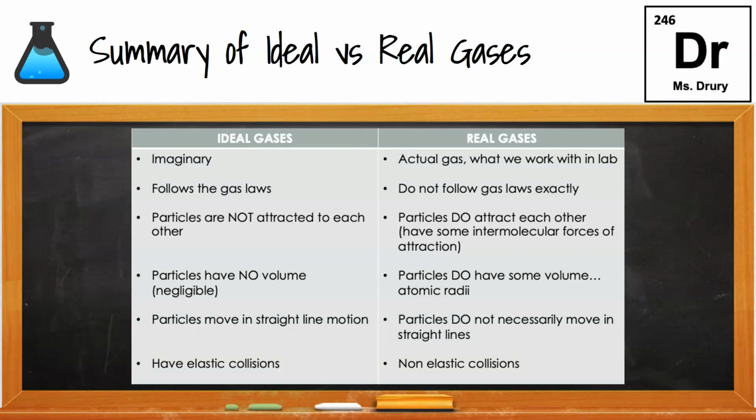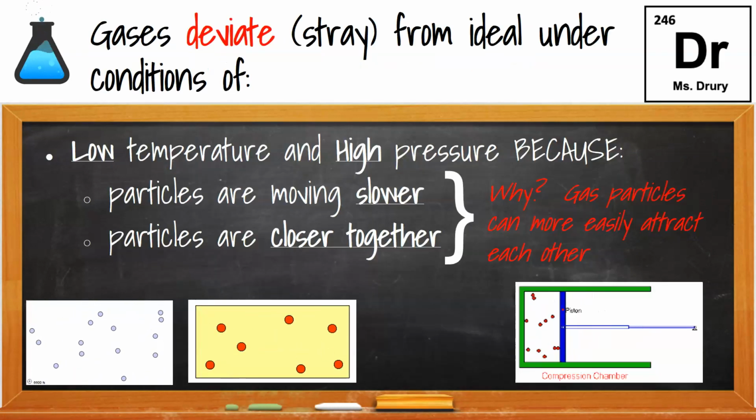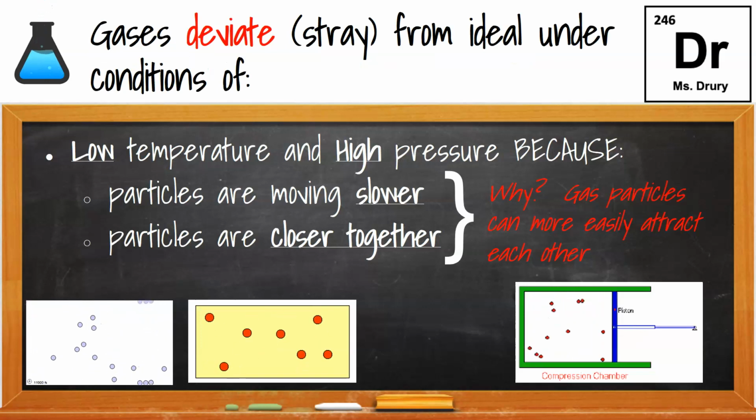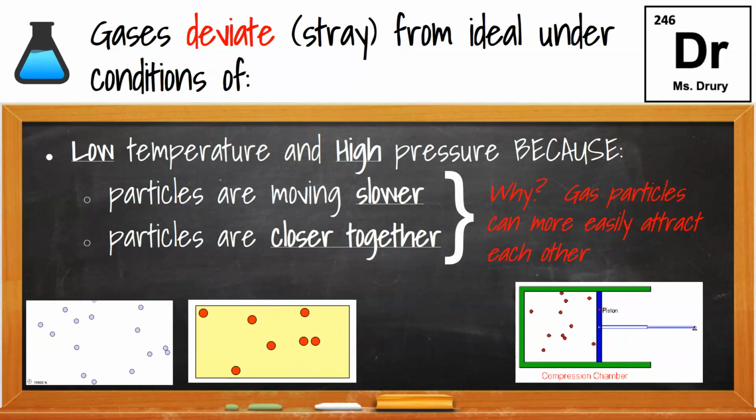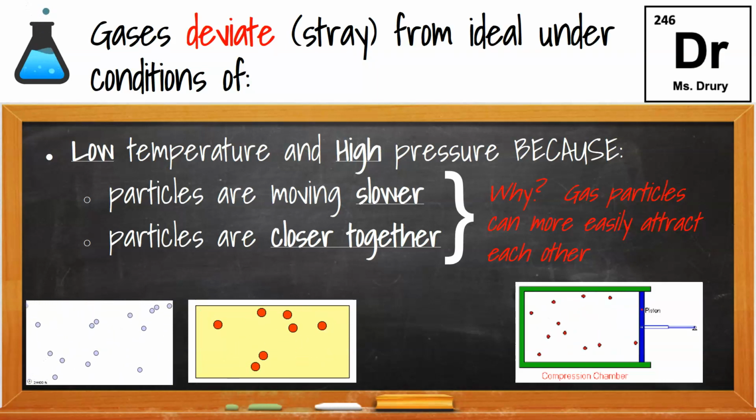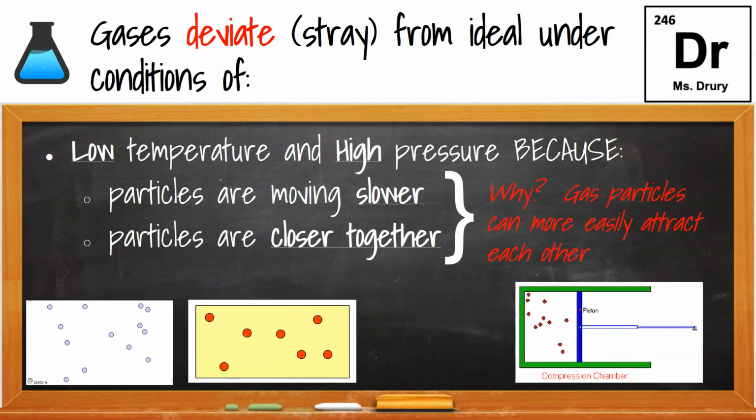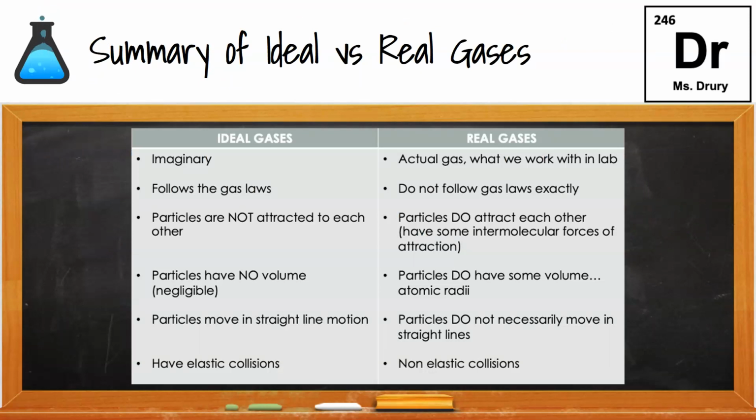In summary, gases deviate from ideal behavior under the opposite conditions. Real gases that are cold with high pressure will move slower and get closer together, so they attract each other easily. So here's the summary of ideal versus real gases. A perfect gas is imaginary, and a real gas is our actual gas that we work with in a lab. The ideal gas follows the gas laws we're about to do in the next few videos, whereas real gases don't follow gas laws exactly, but it's a good approximation.